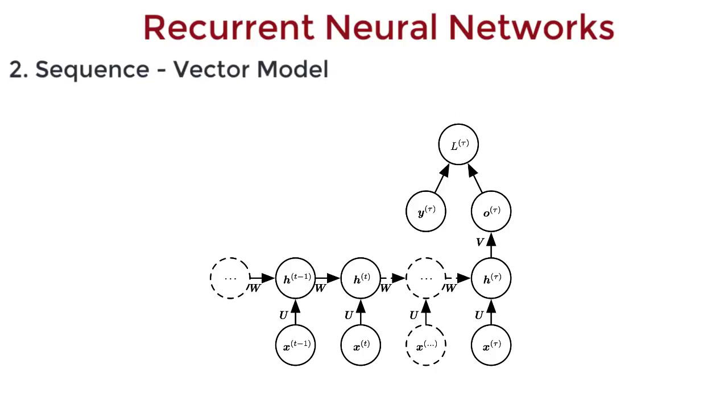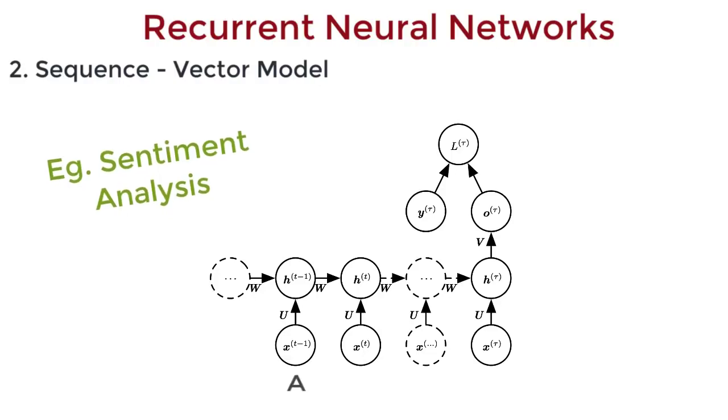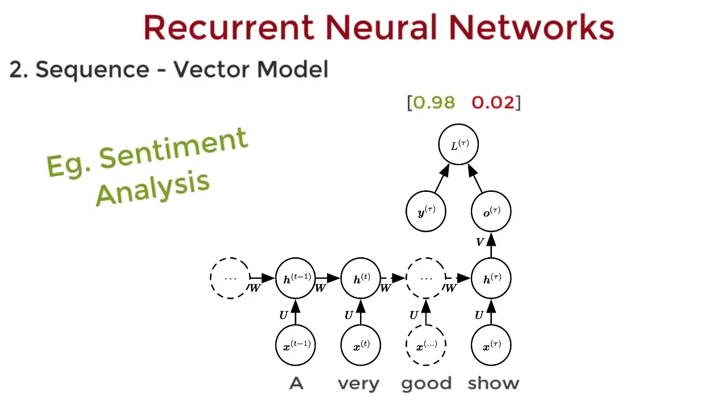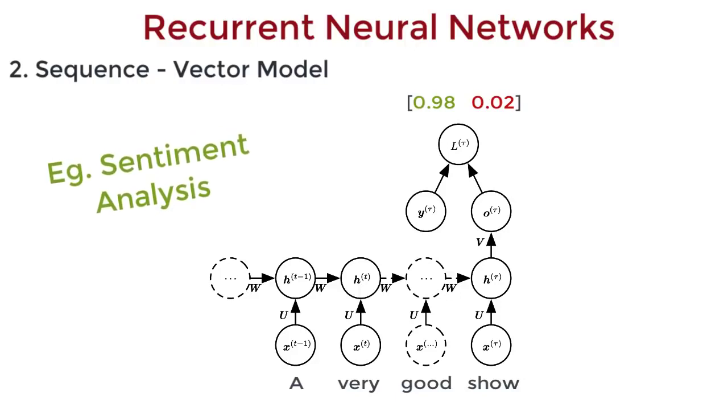The input is a sequence of words, and the output is a fixed-length vector. Typical use case would be in sentiment analysis. The input could be the words of a movie or product review, and the output could be a two-dimensional vector indicating whether the review was positive or negative.